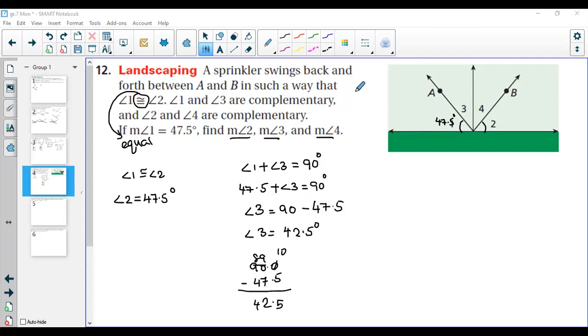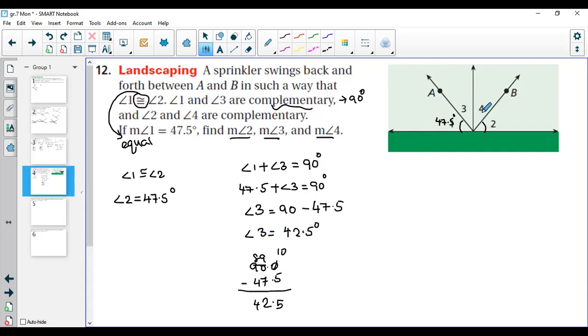I'll quickly explain it. They already said angle 1 and 3 are complementary. Complementary means they add up to 90 degrees. So if angle 1 is 47.5, what is going to be the other angle? You need to subtract that from 90. So if you subtract 47.5 from 90, you're going to get 42.5, which is the measure of angle 3.